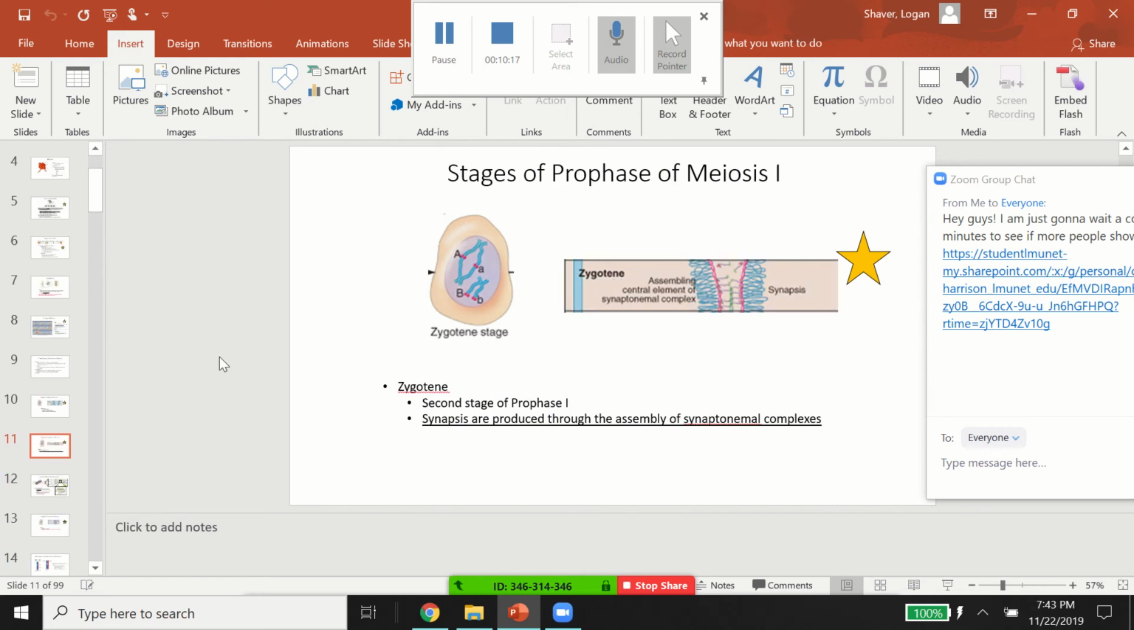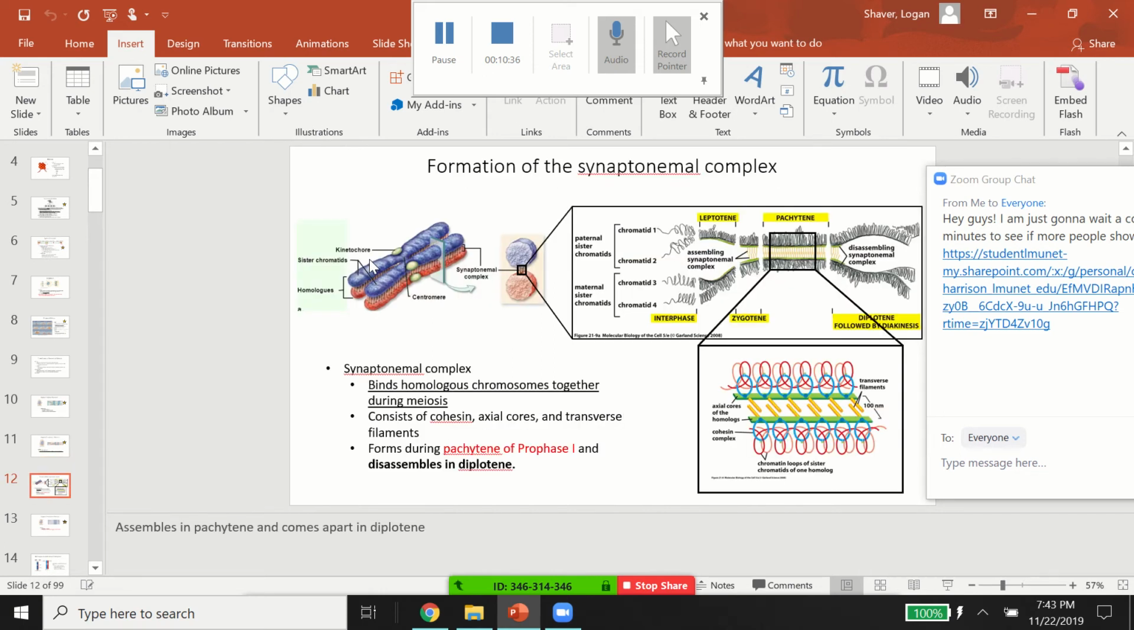All right, then on to zygotene. That is the second stage, right after leptotene. So what's happening here? Synapses are produced through assembly of synaptonemal complexes. So it talks a little bit about this synaptonemal complex. I decided to include that in there as well because I didn't really remember exactly if they mentioned much about it. But then again, maybe they did and I just don't remember.